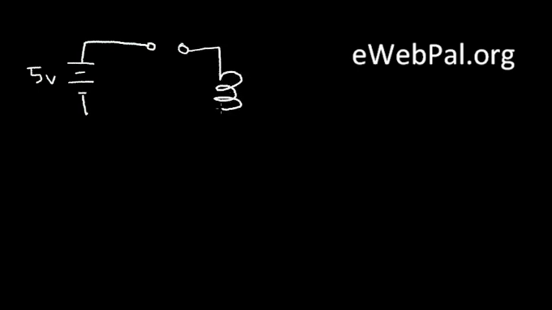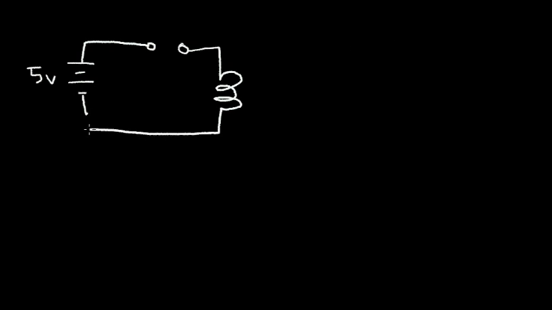The inductor also has another very interesting property that I call kickback. So let's explore that. Let's presume we have a battery. And this battery is 5 volts. And we connect the battery to a switch. On the other side of the switch, we have an inductor connected back to the battery, and we'll call this point at the bottom of the battery ground.